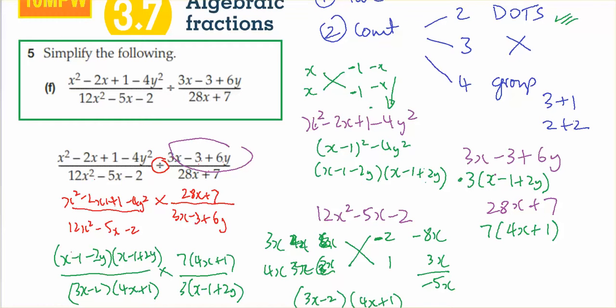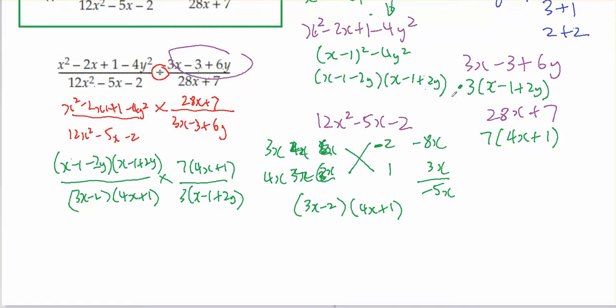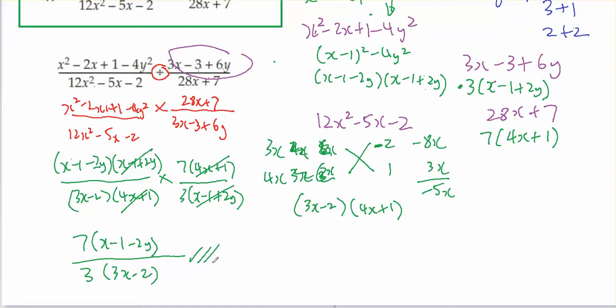Now what simplification can occur? What common factors do I have? So the 4x plus 1 goes into 4x plus 1 once. That goes into that once. And that will leave me with 7 times x minus 1 minus 2y over 3x minus 2, and that's the simplified fraction for that question.